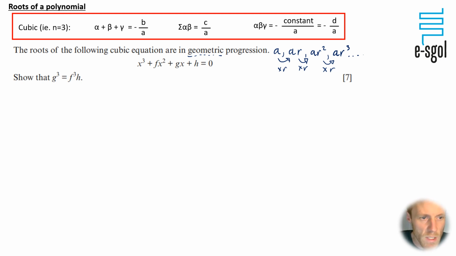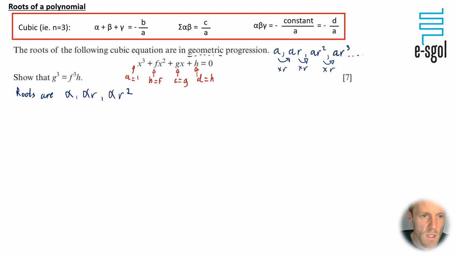That means that our roots here are alpha for the first one, and then the next one is going to be alpha times the common ratio, and then the next one is going to be alpha times the common ratio squared. They would like to see that explicitly for the mark. The other thing that I want to keep an eye on is what each of the values are. So a is 1, b is f, c is g, and d is h.